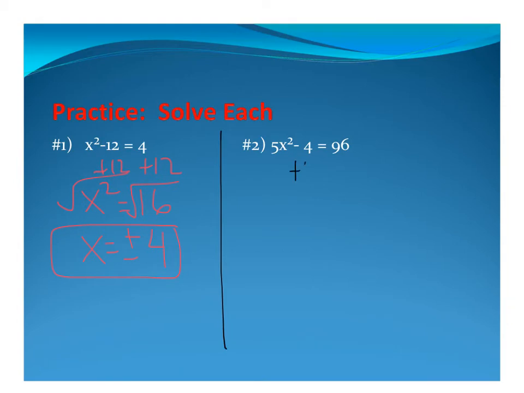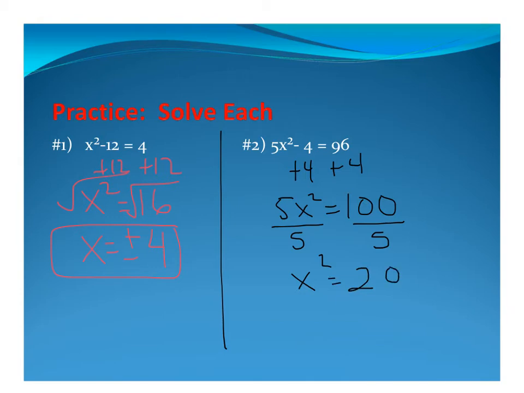Okay, I'm going to add 4. I get 5x squared equals 100. Ooh, should I take the square root of both sides right now because I know the square root of 100? No, not quite. Let's divide by 5. We want to isolate that x squared, so I get x squared equals 20. Square root both sides so I can get rid of that squared because that's what undoes the squared. Square roots undo the squared. And I get x equals plus or minus the square root of 20.